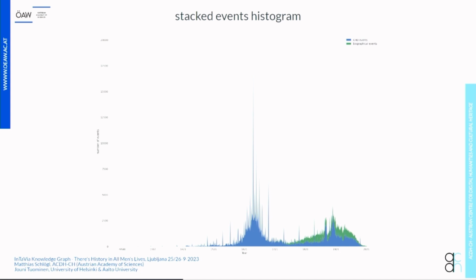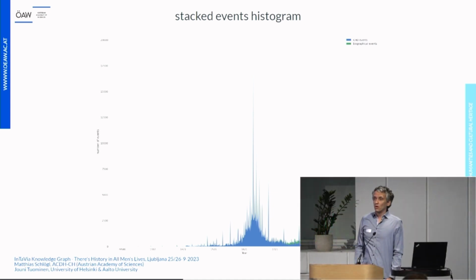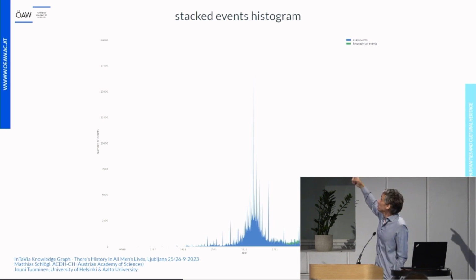Then here is an events histogram. It is a bit difficult to read, actually. So the green one is the biographical events, like birth events, travel events, and stuff like that. And the blue stack is the CHO events. So what you can see here is that we have a lot of CHO events, so painting events, for example, for the 17th century, which is coming from the Dutch data set and from Wikidata, where we queried all the CHO data from.